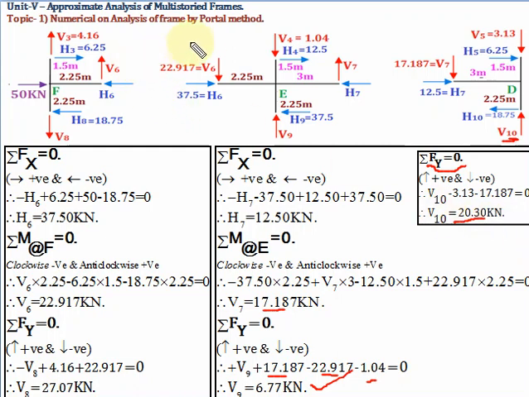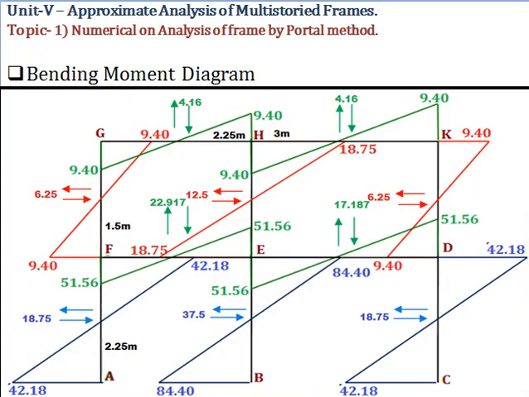Now when you are applying the Portal method, first you have to apply summation Fy, then you have to take the moment at the joint, and then you have to apply summation Fy. After calculating the forces, the last step is to draw the bending moment diagram. Here you have to draw first the frame. So we have drawn this frame here.